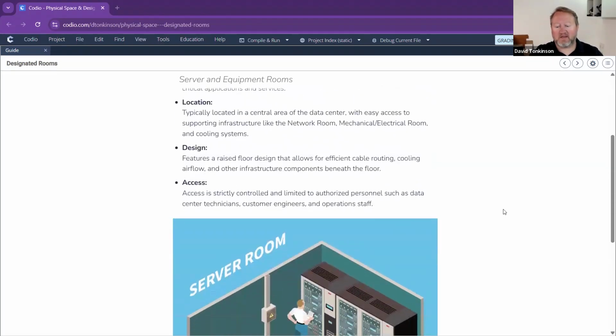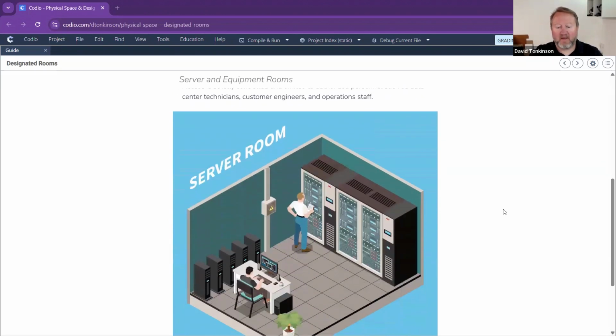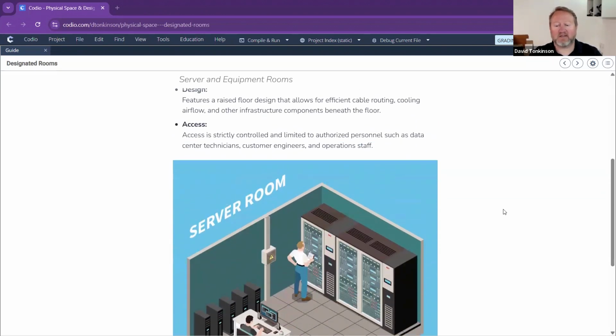The cooling system gets blown underneath. And the access is really strictly controlled because this is where the data is for everything, and data is king. So it's limited. This is where your NOC members of staff will be wandering around and accessing and controlling and changing bits of hardware.